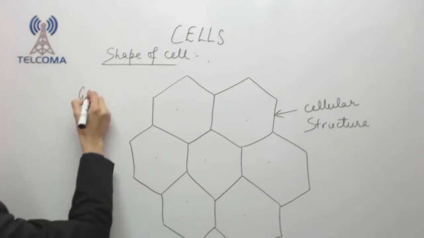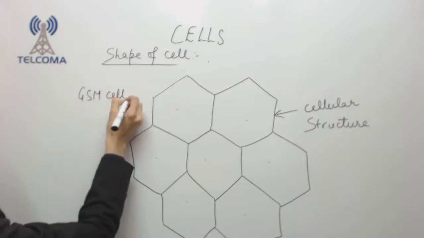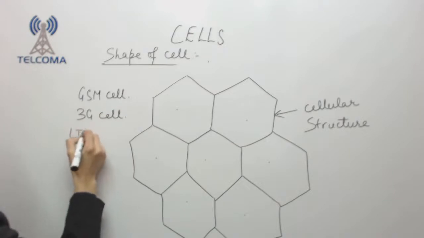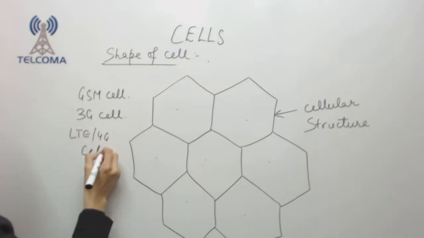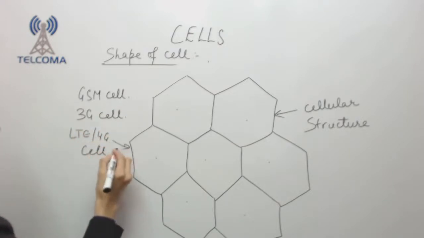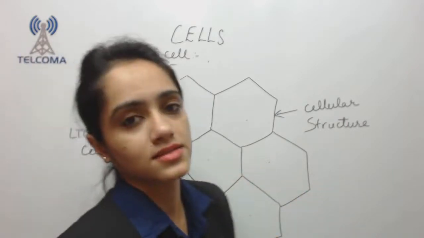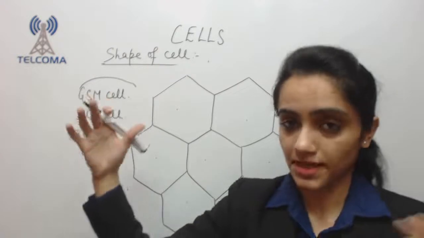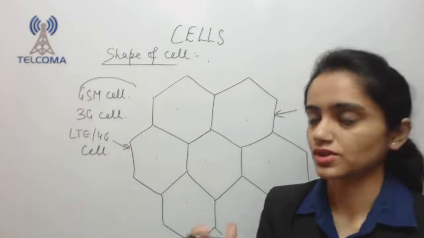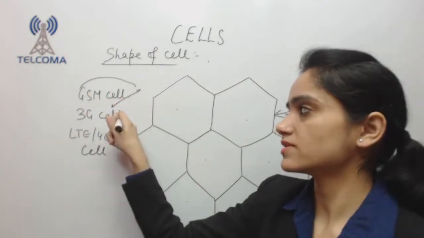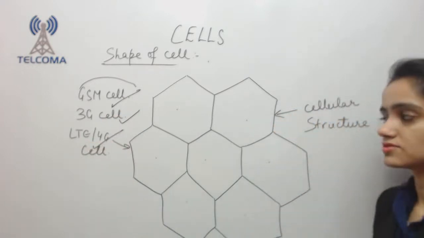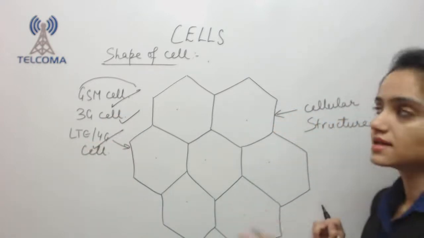Now this could be a GSM cell, a 3G cell, or an LTE or 4G cell. But the basic concept is the structure of the cell. As we move on, a GSM cell is bigger than a 3G cell, then 4G, because of the frequencies and also because of the data requirement. So this is about cells in GSM.